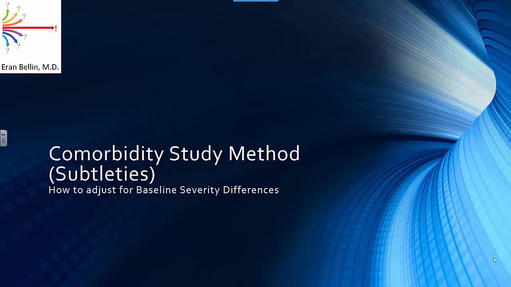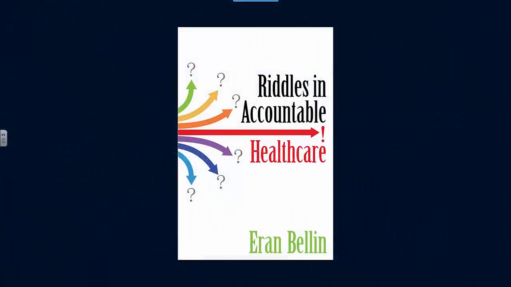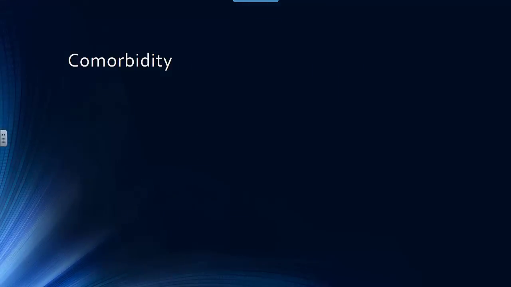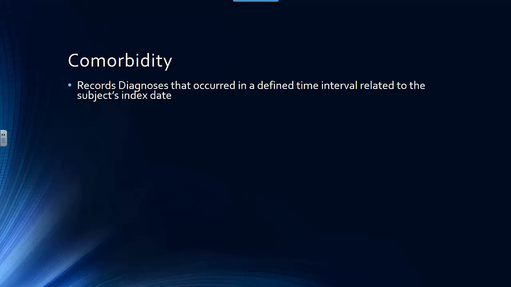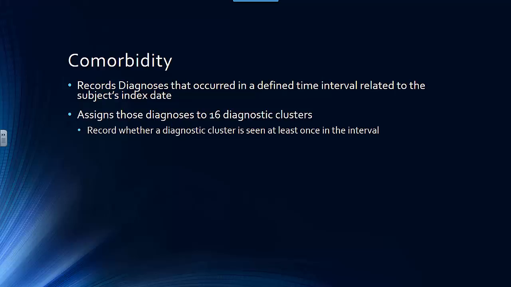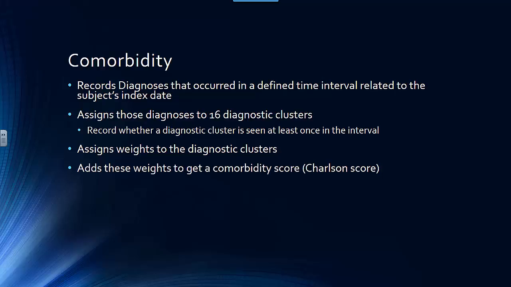We are now going to study some subtleties of the comorbidity study method. Comorbidity records diagnoses that occurred in a defined time interval related to the subject's index date. It assigns those diagnoses to 16 diagnostic clusters. It records whether a diagnostic cluster is seen at least once in the interval. It assigns weights to each of the diagnostic clusters. It adds these weights to get a comorbidity score, which we call in the application a Charlson score.